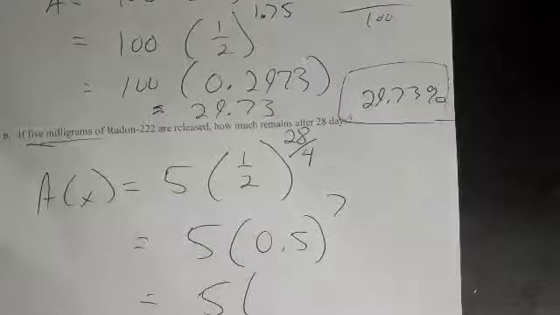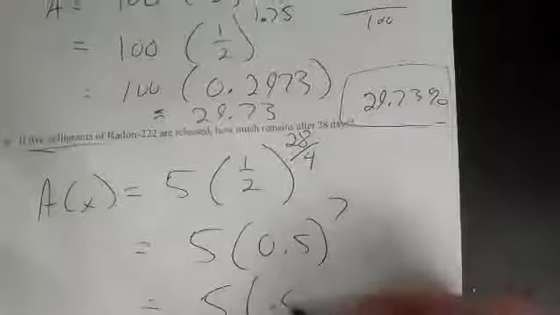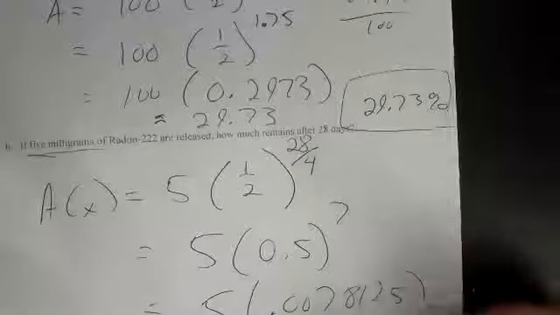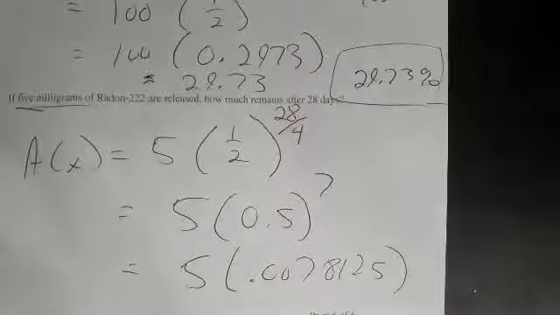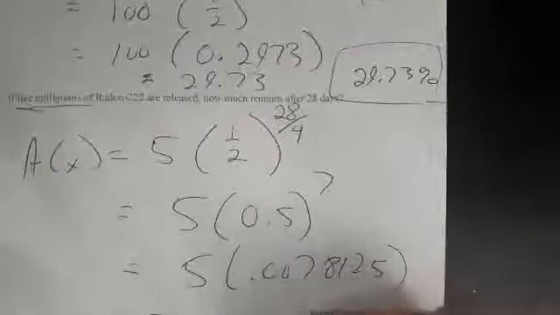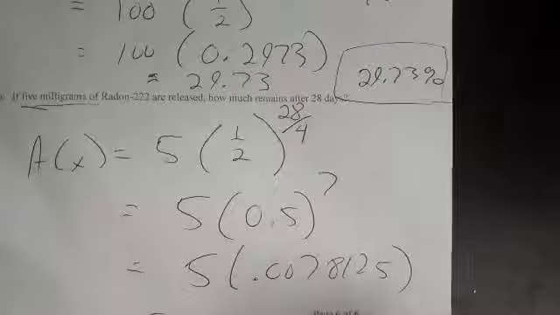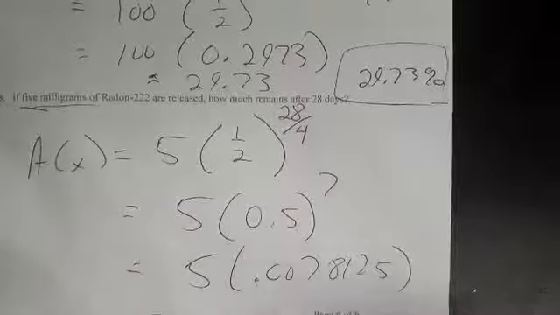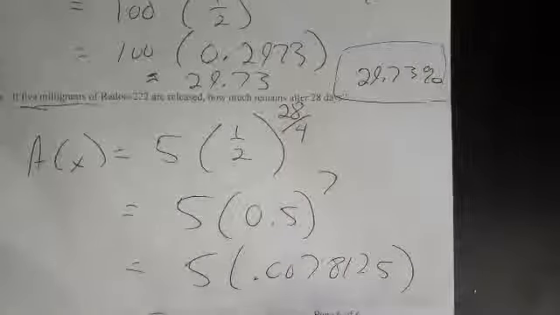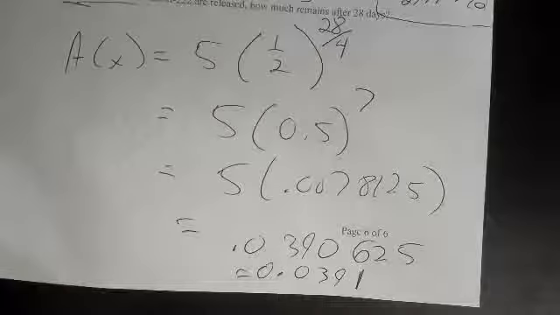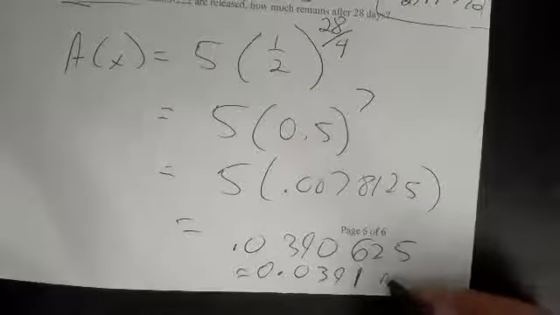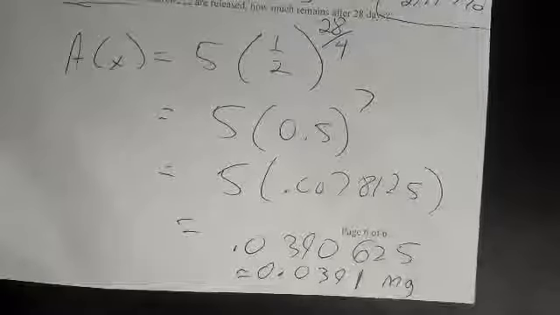So this is going to give me 0.0078125, and then this is going to give me 0.0390625. If you round this to 3 significant figures, something like 0.0391, that would probably be close enough. And this thing has units of milligrams.